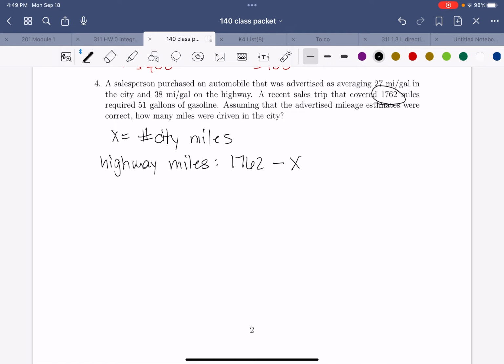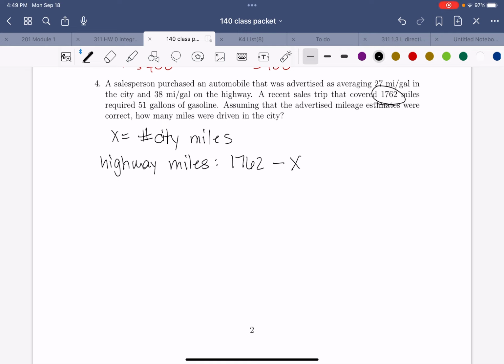Then what we're going to do is figure out how many gallons we would talk about. Well, the number of gallons you used is going to be something that we divide by, right? So if you went 1,000 miles and you got 10 miles per gallon, you would divide that 1,000 by 10 to figure out how many gallons. So we're going to use that here, even though our numbers are not as nice.